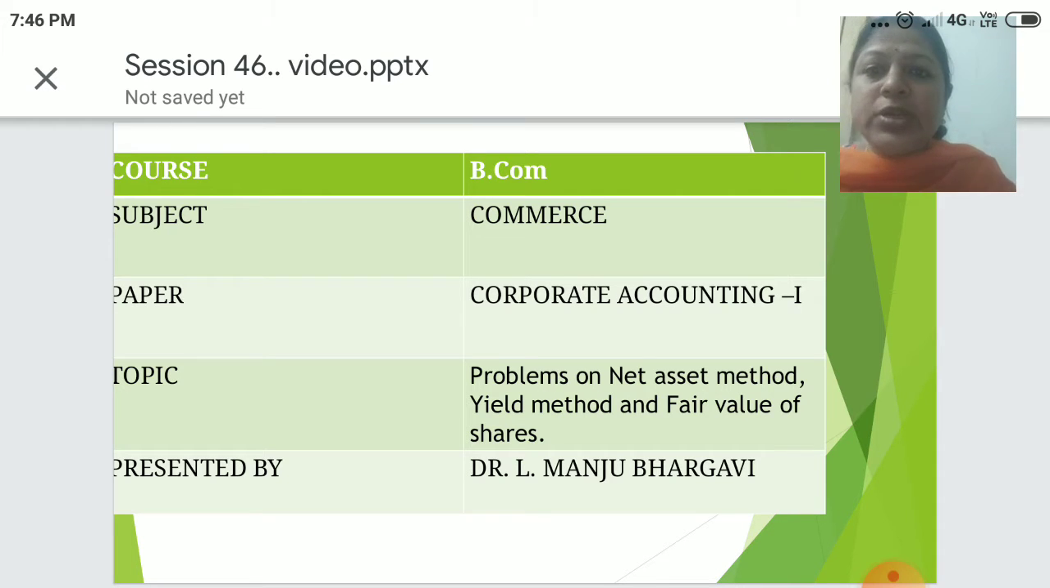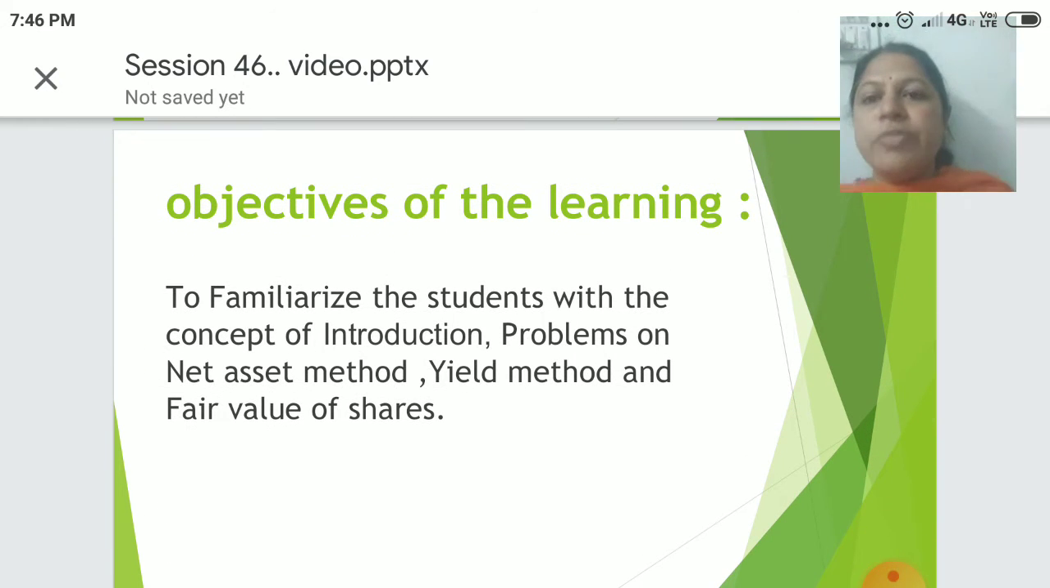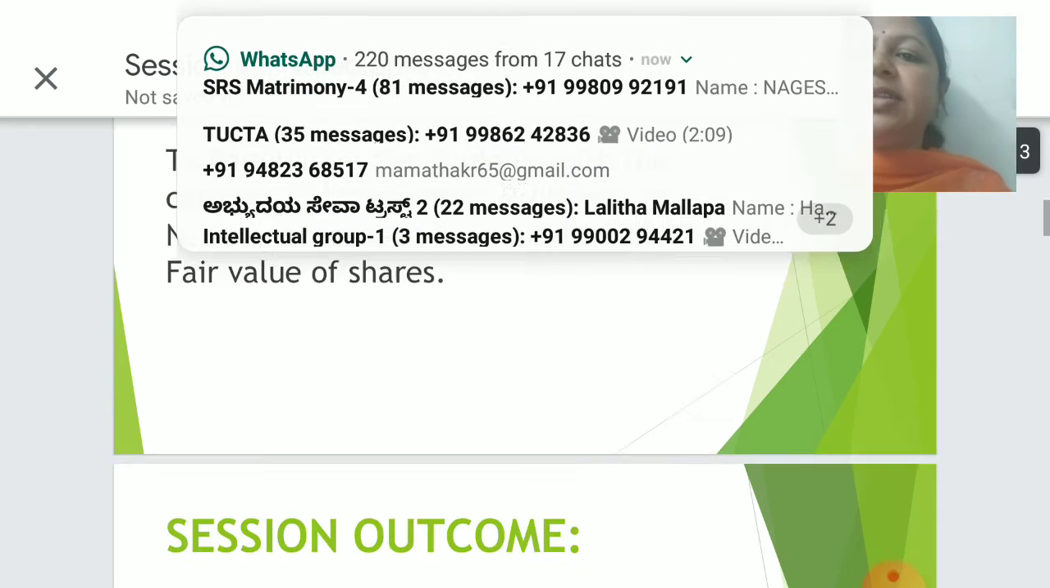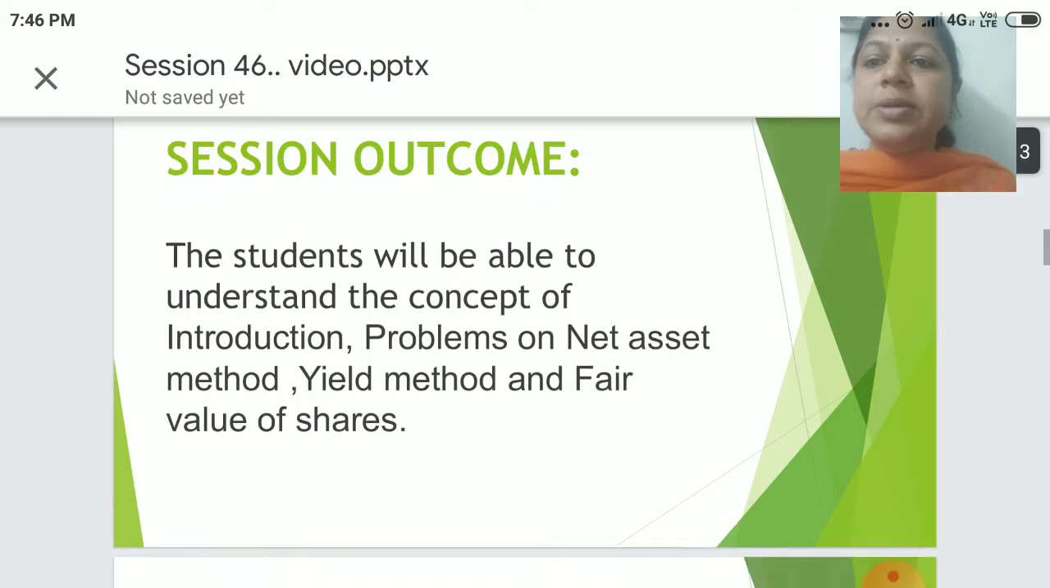Course BCom, Subject Commerce and Paper Corporate Accounting 1, Topic Problems on Net Asset Method, Yield Method and Fair Value of Shares. In this session, I will be covering the topic Introduction and Problems on Net Asset Method, Yield Method and Fair Value of Shares. Objective of the learning: to familiarize the students with the concept of introduction, problems on net asset method, yield method and fair value of shares. Session outcome: the students will be able to understand the concept of introduction, problems on net asset method, yield method and fair value of shares.